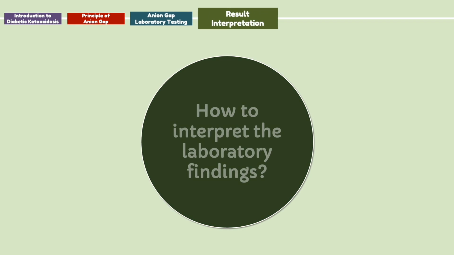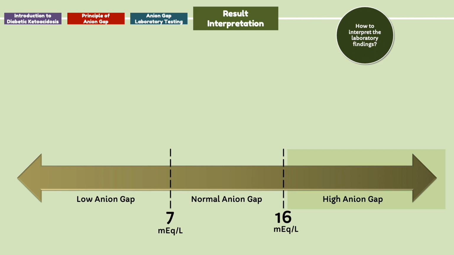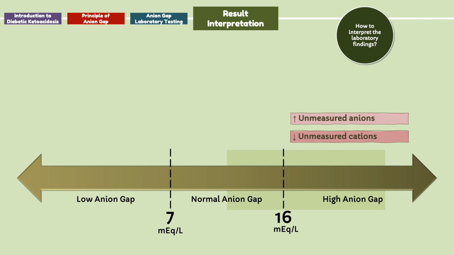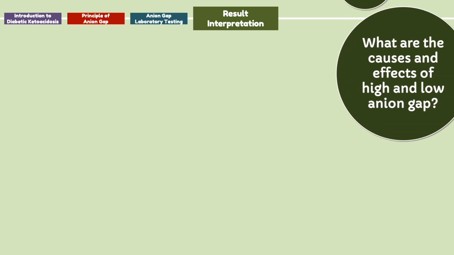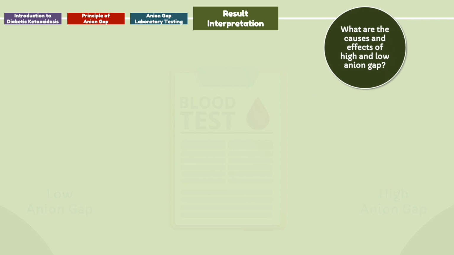Moving on, how to interpret the laboratory findings. A high anion gap results from decreased unmeasured cations and increased unmeasured anions. Occasionally, there will be a result of a low anion gap. This is due to decreased unmeasured anions and increased unmeasured cations, but it is mainly related to detecting analytical error in the laboratory. What are the causes and effects of high and low anion gap?